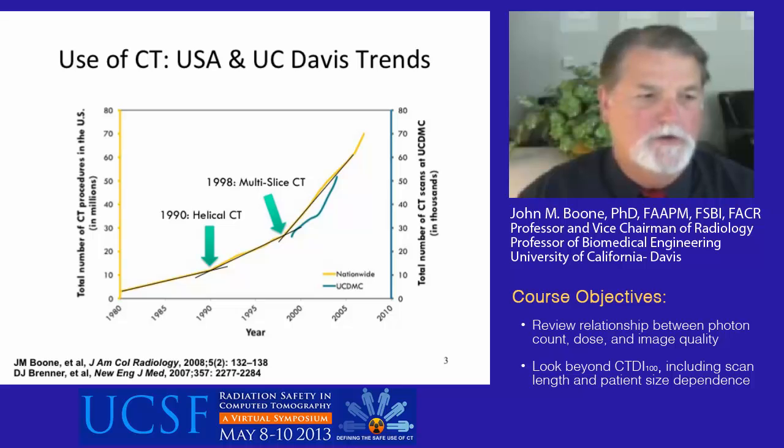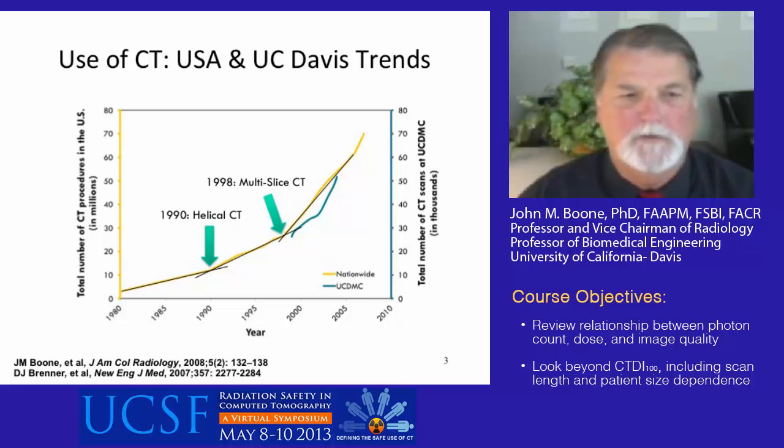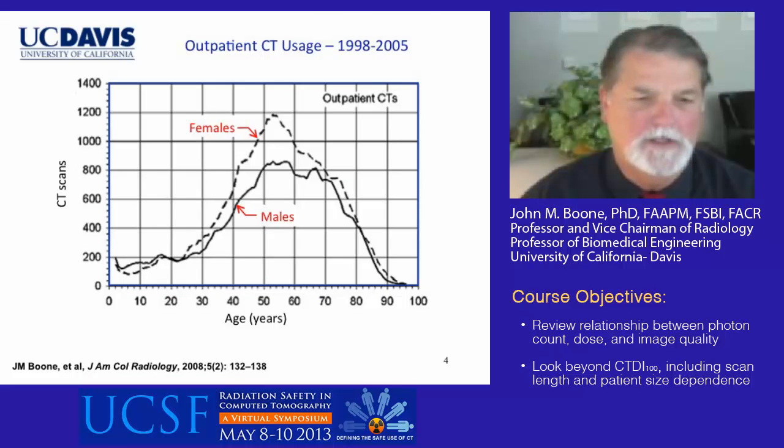So slide 3 shows the increase in CT utilization for a number of different years, and we can see that the inflection points on this graph really reflect technological developments in CT. In 1990, with the development of helical CT, which made more rapid scans possible, and then later in 1998 with multi-slice CT, which again improved the efficiency of CT acquisition, more slices per unit time, much quicker scan times. So this utility really has led to increased number of CT scans performed in the United States and other countries.